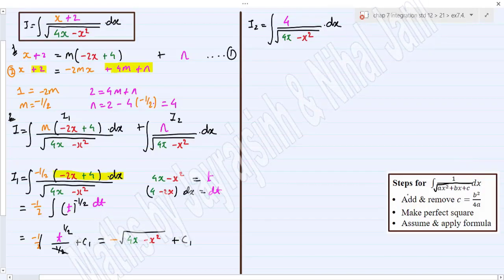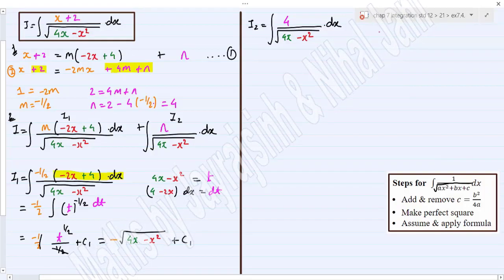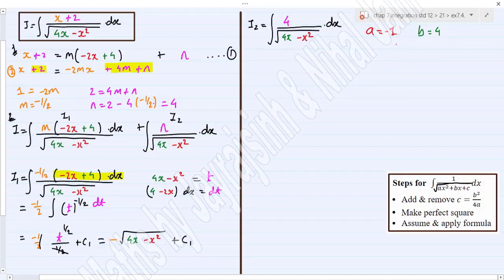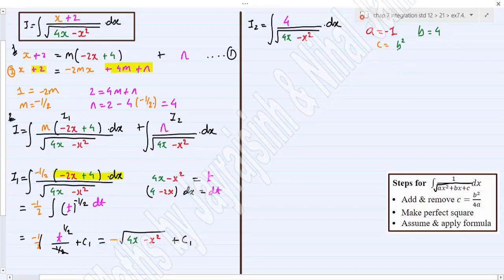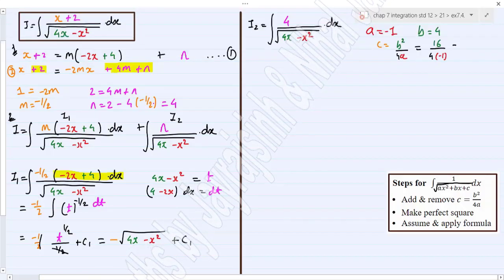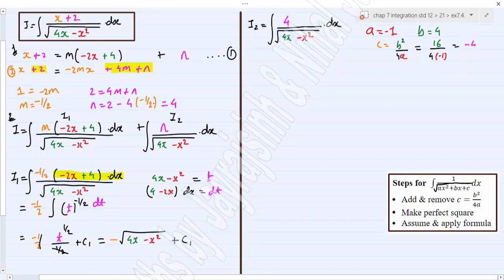And to integrate this term, we have to add and remove the last term. Let's get our last term using coefficient of x square, which is minus 1, and coefficient of x, which is 4. So here we'll get our last term is equal to b square upon 4a, or we can say 16 upon 4 times minus 1, which will give us minus 4.